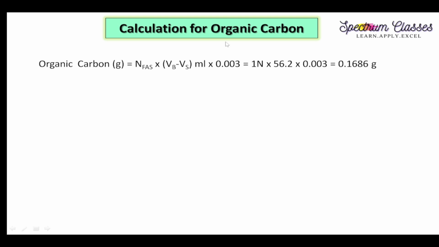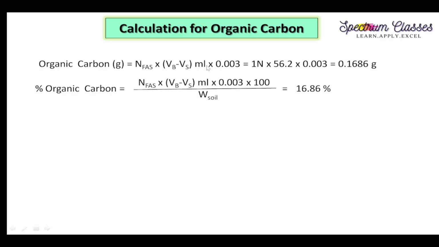If you really want to know where this conversion factor comes from, I will explain it in the next slide. Otherwise you can skip that. Now we can calculate percent organic carbon. To calculate the percent organic carbon, we divide by the weight of the sample and multiply by 100. So we get this much percent of organic carbon.